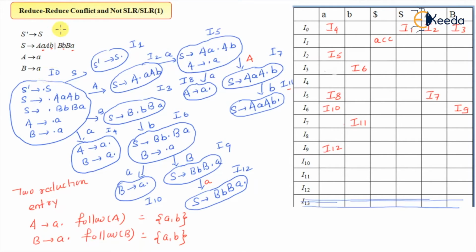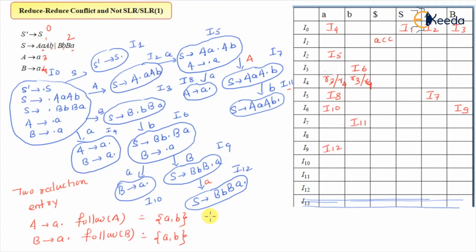Now let me number the productions: 0, 1, 2, 3 and 4. Follow of A is A and B, and this production is number 3, so I will put R3 in the A column and in the B column because of the follow set. R4 is for B derives A dot, and I will put R4 in the A column and in the B column as well.